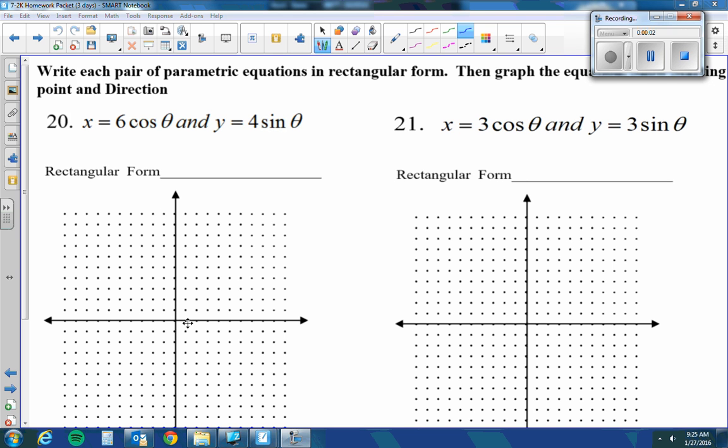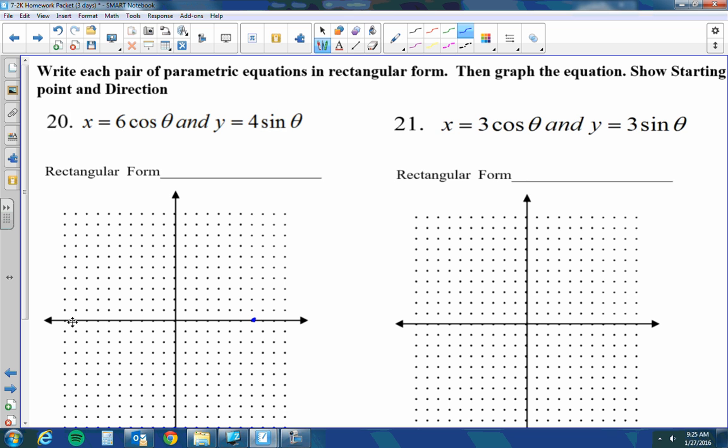You go 6 horizontally, left and right. There's your vertices. Go 4 above and below, vertices. Draw your ellipse. That'll do. I'm going to write the standard form equation.